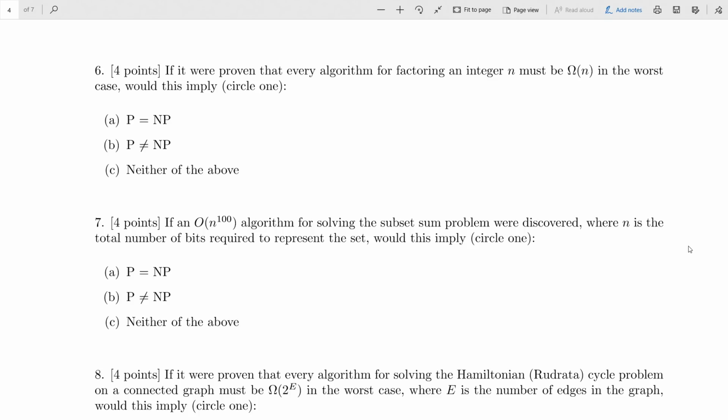If it were proven that every algorithm for factoring an integer n must be omega n in the worst case, this would imply: P equals NP, P is not equal to NP, neither of the above. This is kind of a deep question. It's not an easy one. Okay, so C is a popular answer, but I don't believe it's right. So let me ask, what would be the reasoning to argue for C?